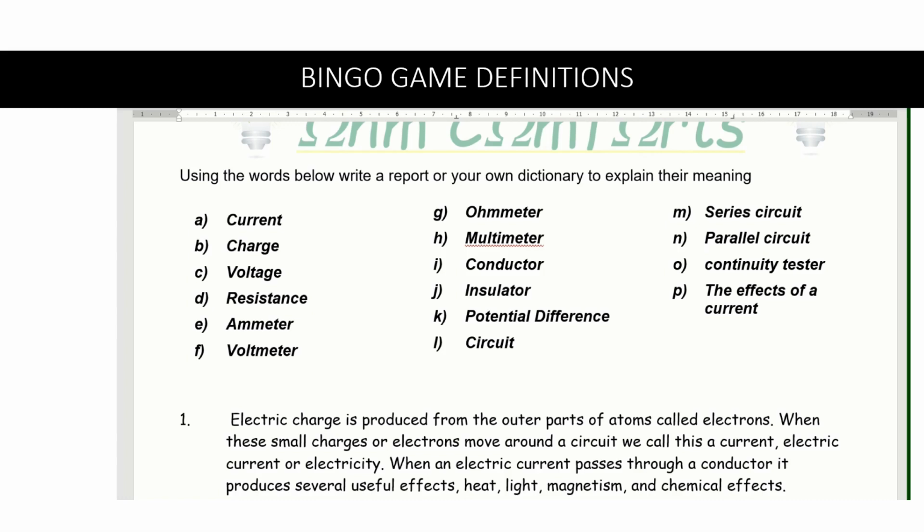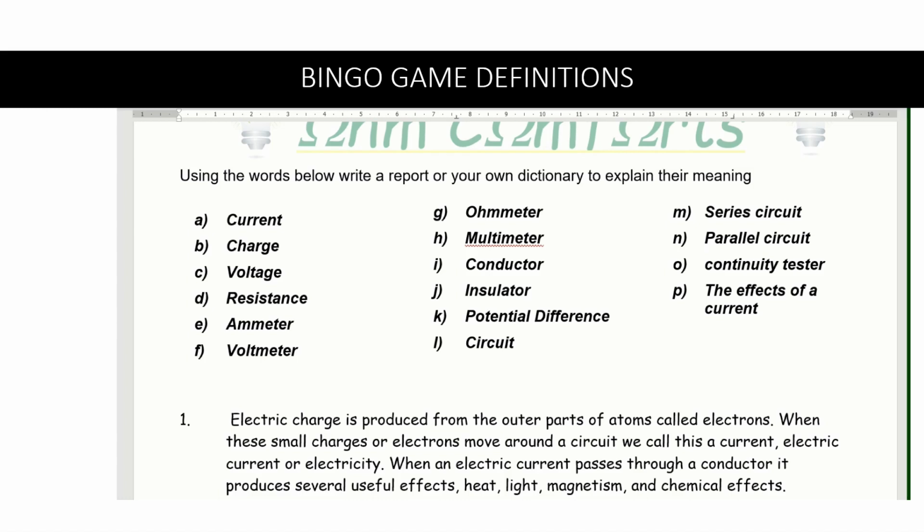The words are current, charge, voltage, resistance, ammeter, meter, ohm meter, multimeter, conductor, insulator, potential difference, circuit, series circuit, parallel circuit, continuity tester, and the effects of a current. So let me show you what I mean.